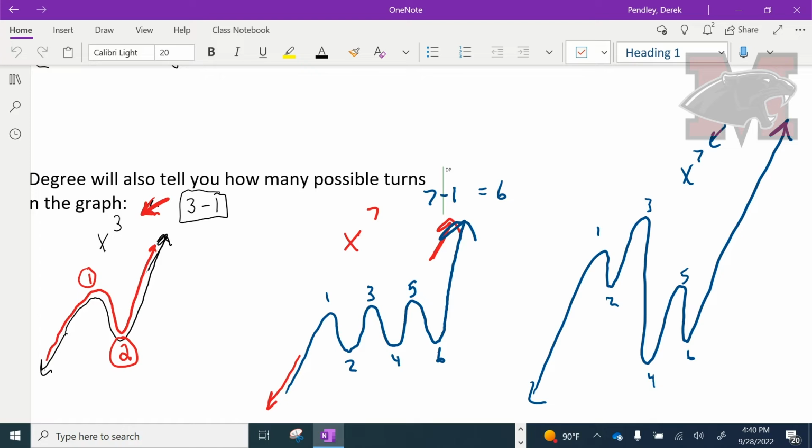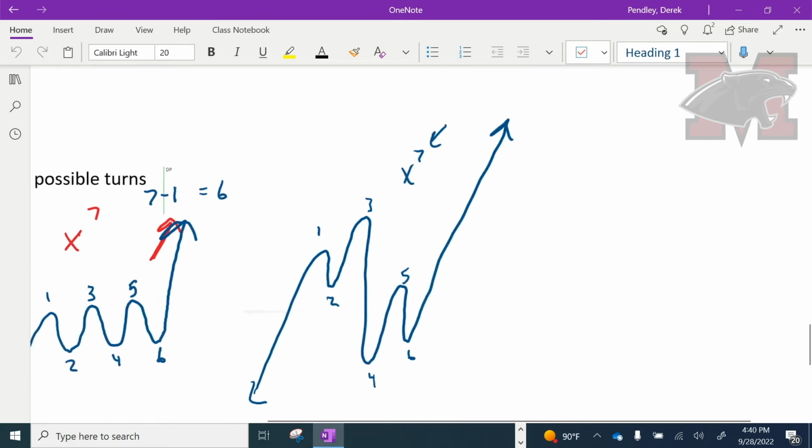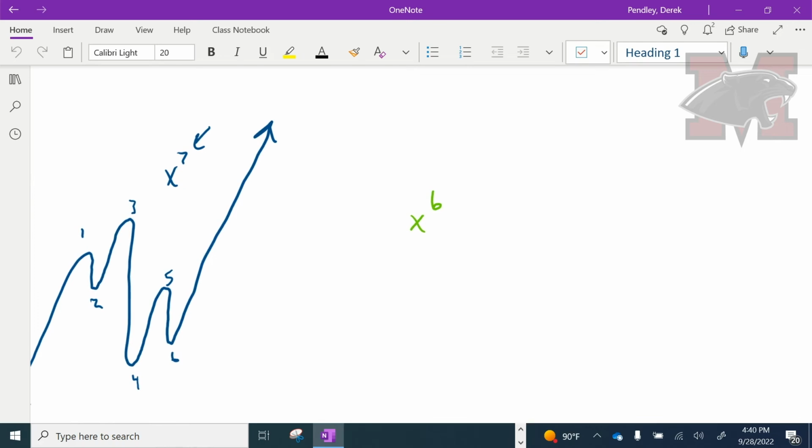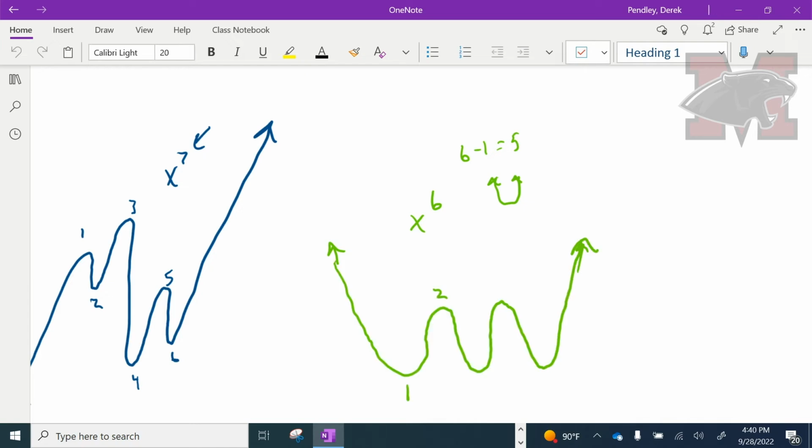So let's look at it from an even standpoint. And let's do that over here. Let's look at x to the 6th. Now this is even and it's positive, so I know it's going to go up on the left and up on the right. But the number of turns it can have is 6 minus 1, which is 5. So I can go 1 turn, 2 turns, 3 turns, 4 turns, 5 turns. So I have 1, 2, 3, 4, 5 turns at most in a polynomial with a 6th degree term.